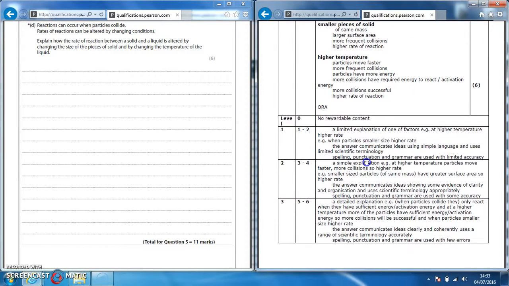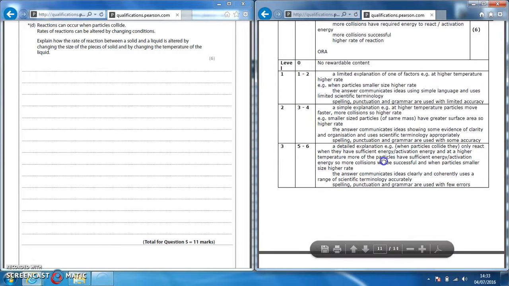You've got to say when the temperature increases, this happens. Or you can say it the other way around. When I make the temperature smaller or lower, the particles move slower. So you get 1 or 2 marks if you just say a higher temperature is a higher rate. It's just a fact. It gets you a couple of marks though.